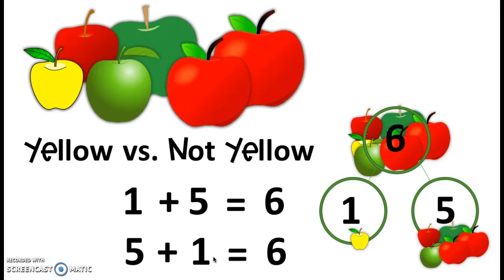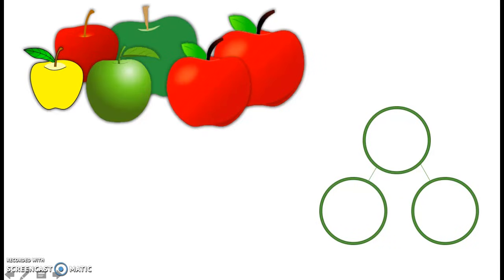Because actually, it doesn't matter. I can move those parts around. I just can't take any away, like eat one of the apples, because that would change the number bond. And I certainly couldn't go pick more apples. So I wouldn't be adding anything in because that would change the number bond. But I could switch them around. I could say 1 plus 5 equals 6, or I could say 5 plus 1 equals 6. Okay? Okay, let's try another one.